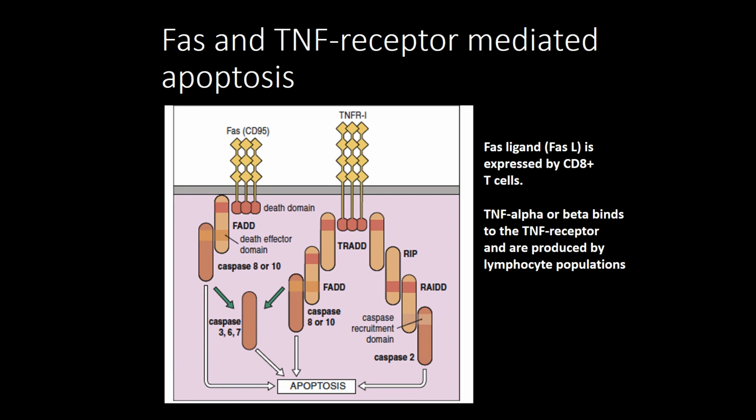Again, I don't want you to memorize these signaling pathways. Just understand that interaction with either of these receptors, FAS or TNF receptor 1, results in activating some sort of caspase, and with that it stimulates apoptosis.